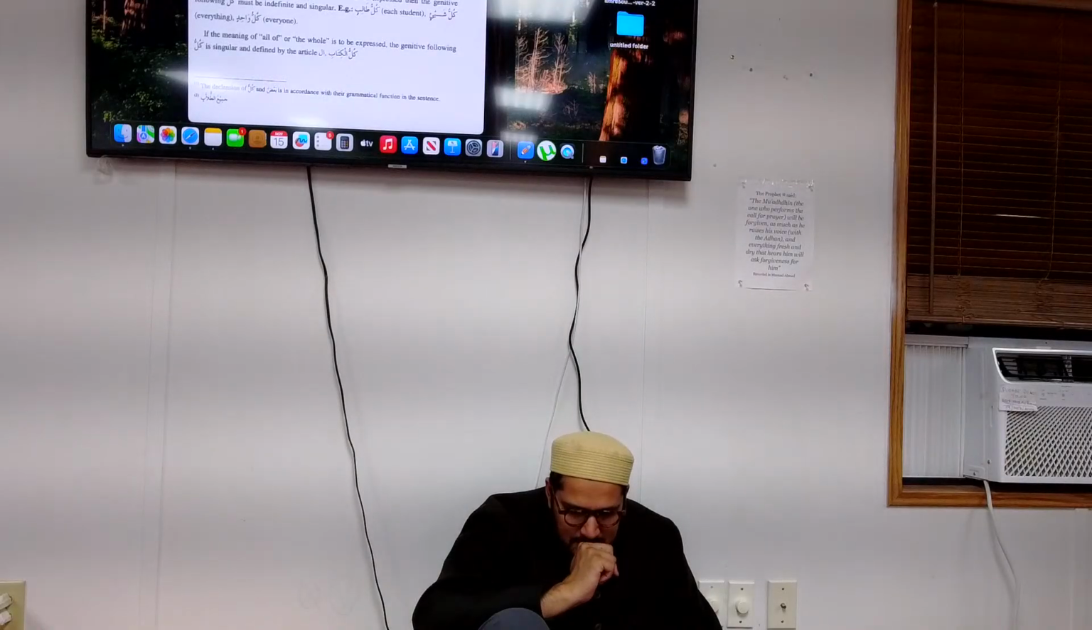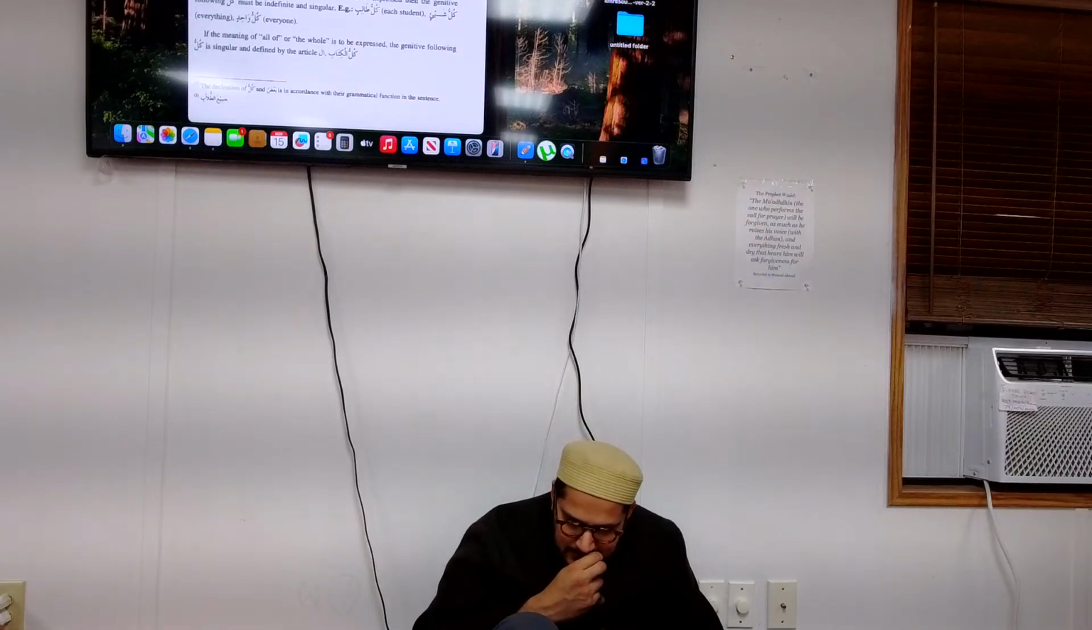The above mentioned examples include a method of idafa frequently used in Arabic. In this method, kullu and ba'du occur as the first term of the idafa phrase, which is the mudaf, and the noun following them is the second term, the mudaf ilayh. When the meaning of all is to be expressed, the genitive, the jar following kullu, is plural and defined by al. For example, kullu tullabi.